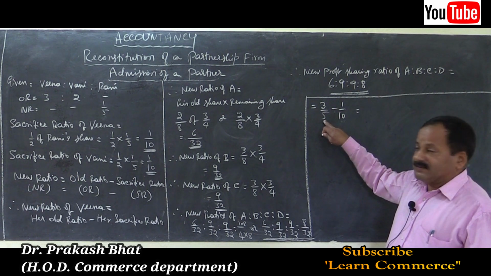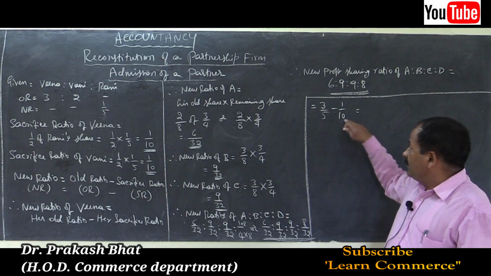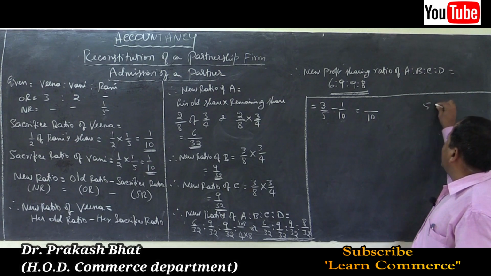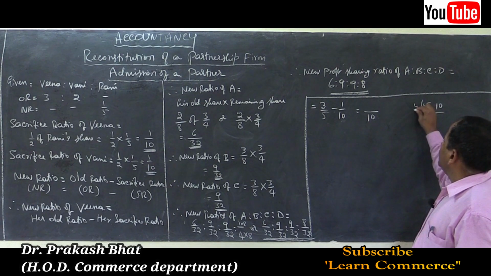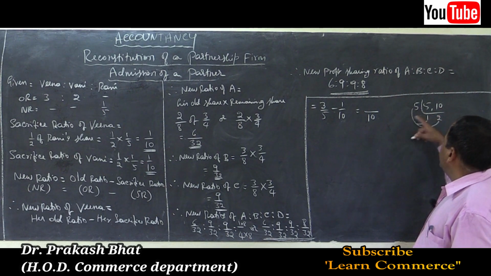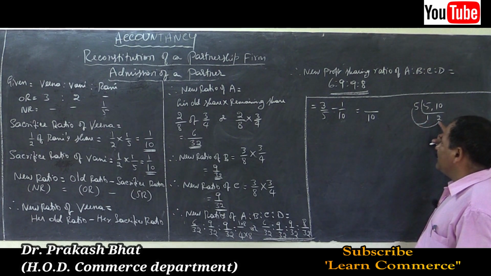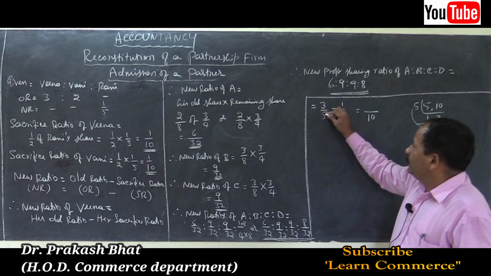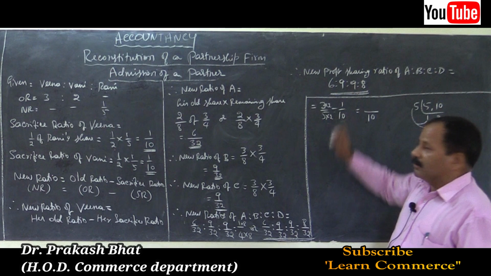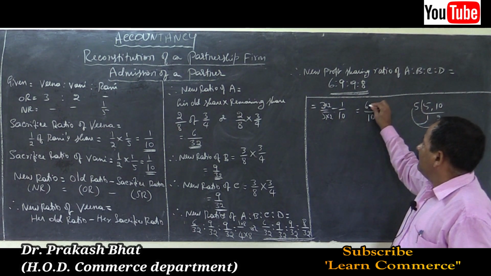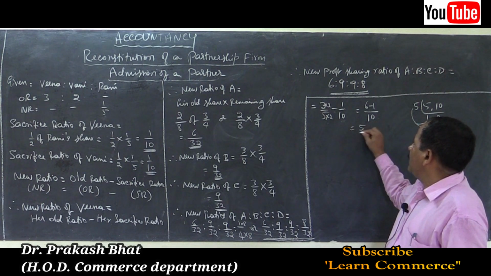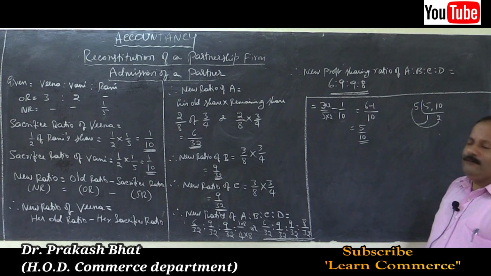I told you in addition and subtraction you have to take a common denominator. 10 is divisible by 5. So, take 10 as the common denominator. 5 ones are 5, 5 twos are 10. Now 5 has been converted to 10, so multiply the numerator also by 2. 3 twos are 6, minus 1, is equal to 5/10. This is the new ratio of Veena.